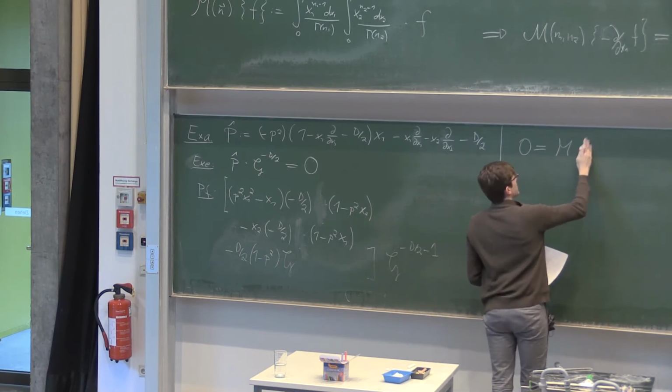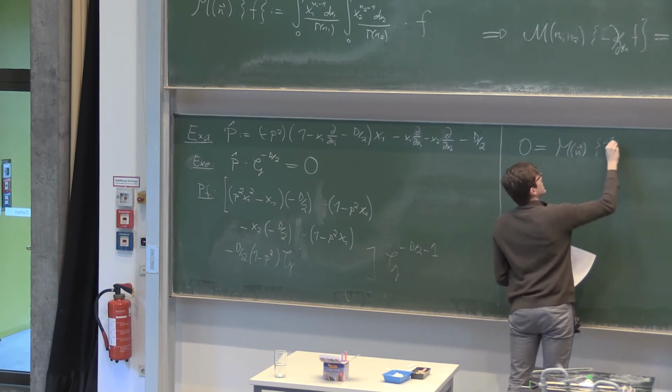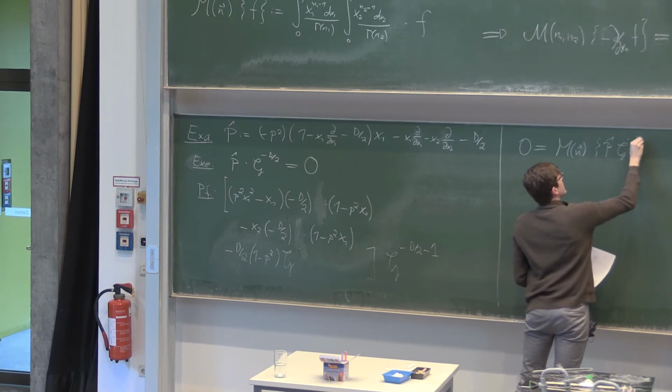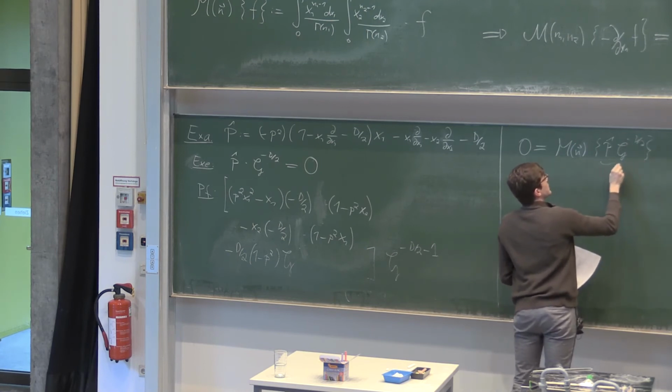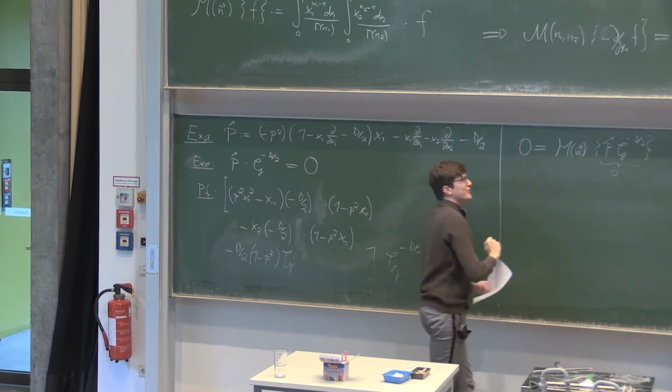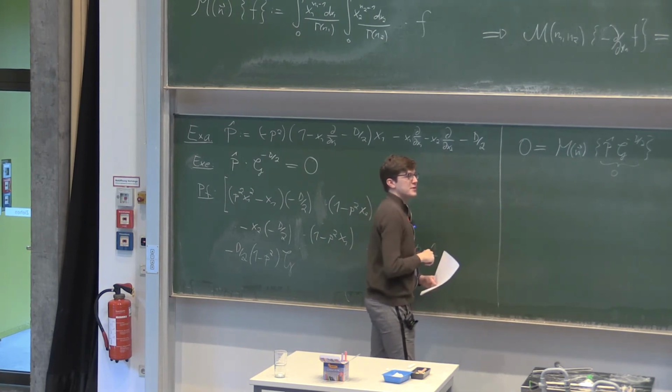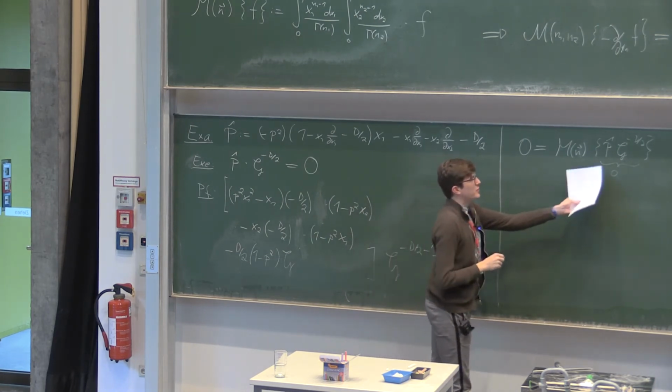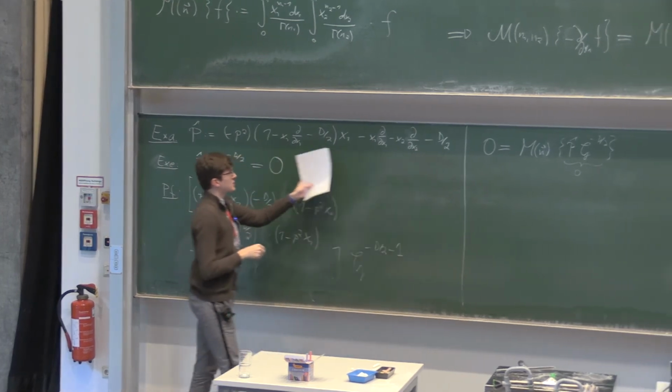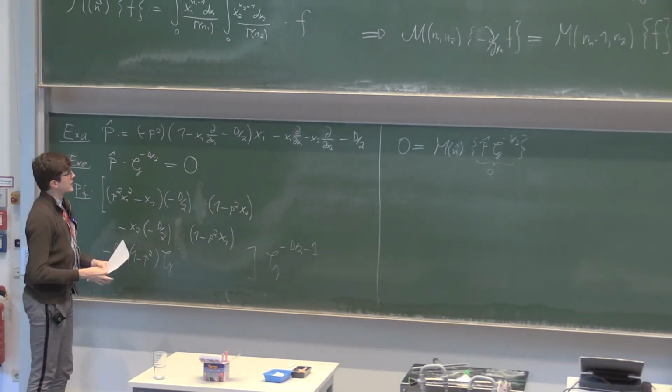So the Mellin transform of p hat g, right? Because this is 0, of course, the integral of it will be 0. But the point is that I've written p in a form where you can use these integration by parts rules to rewrite these terms, right?